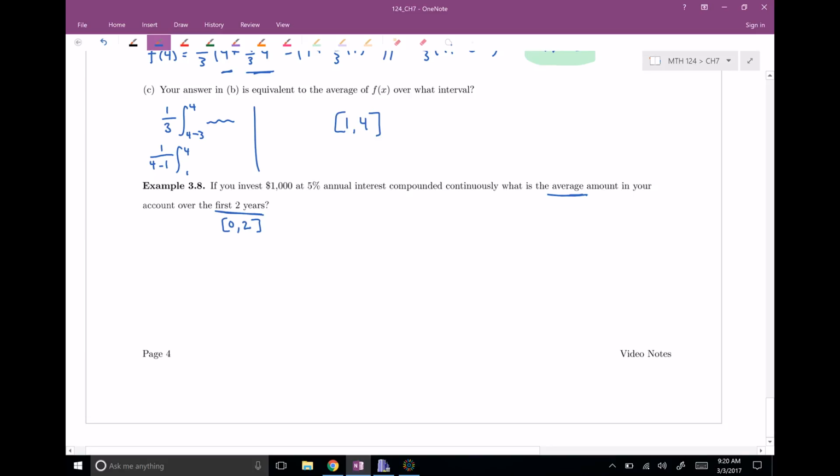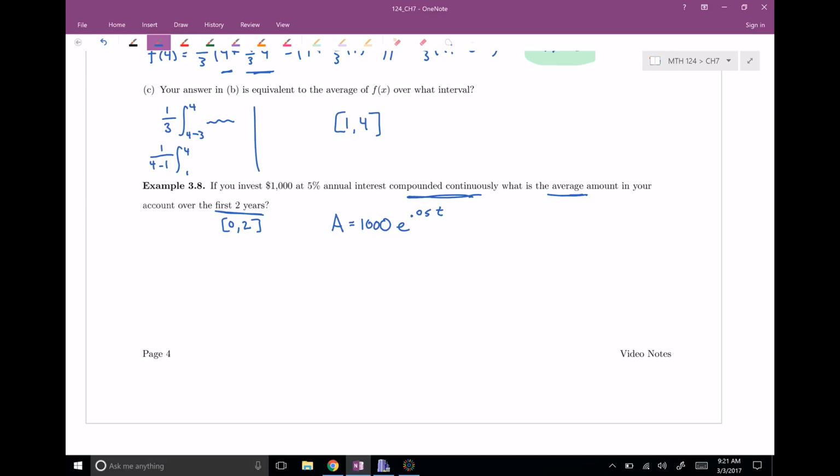Okay, so we need a function, right? A function that's going to give out how much money we have, the amount in our account. Well, we know this, and we've written it down several times. If compounded continuously, we know what these sorts of things look like. So we're going to have A equals our initial amount, so $1,000, times e to the rate. So it's not just 5, right? It's going to be 0.05. I have to convert this to a decimal. And then times t, however much time. So there is the amount in our account after t years.